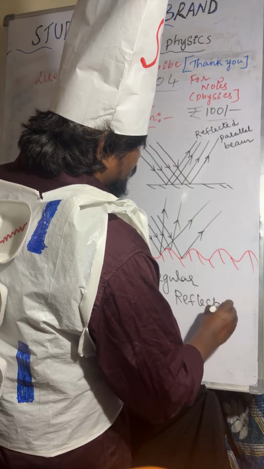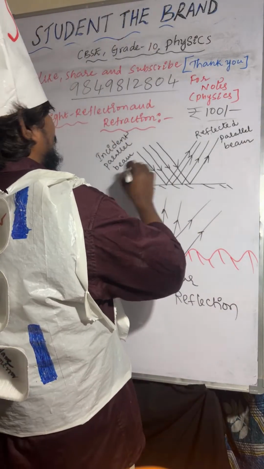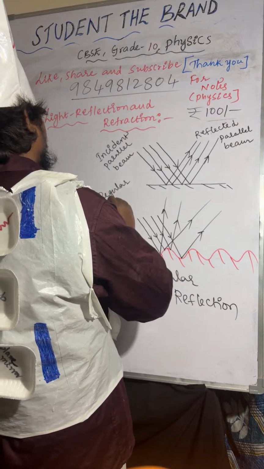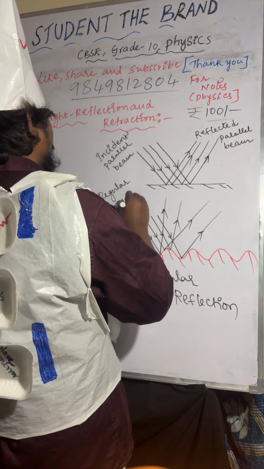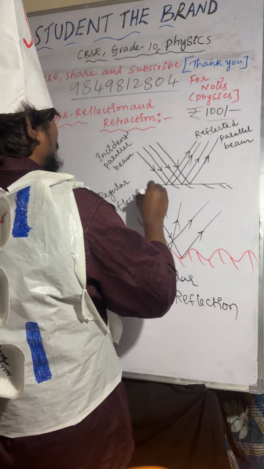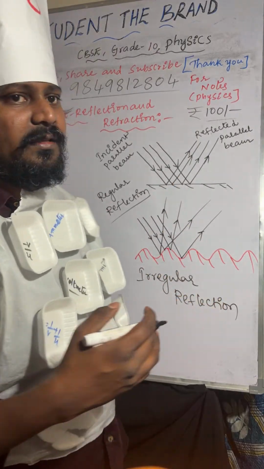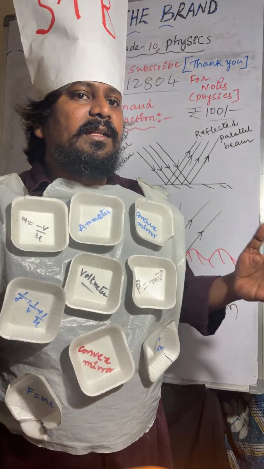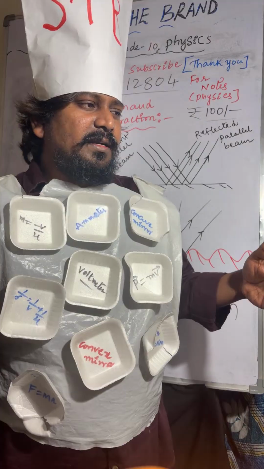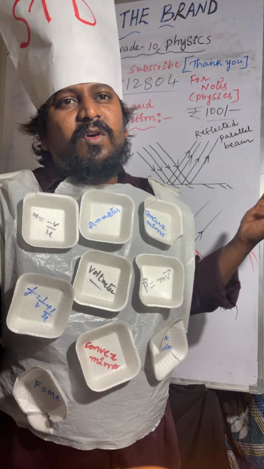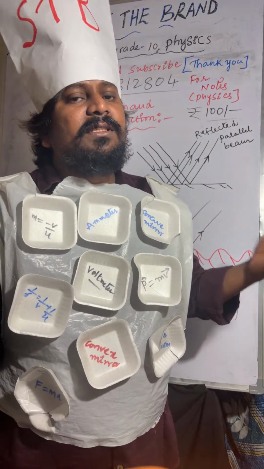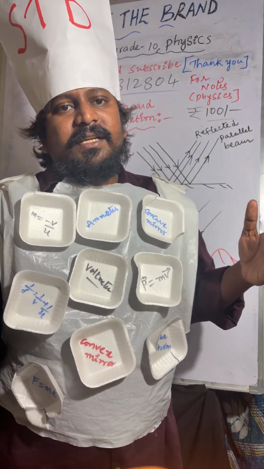Here you can observe regular reflection takes place on a smooth surface. As I said, regular reflection takes place on a smooth surface, that is nothing but a plane mirror, and we can also say a plane mirror and still lake water. Water is at a still, constant position, so at that time also regular reflection takes place.